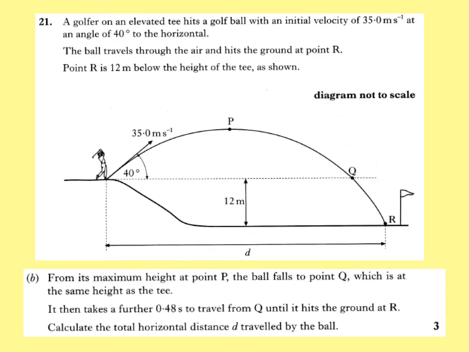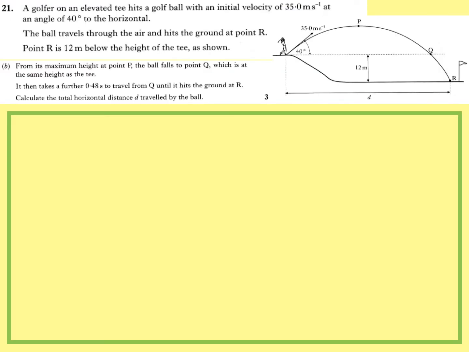Part B. From its maximum height at point P, the ball falls to point Q, which is at the same height as the tee. It then takes a further 0.48 seconds to travel from Q until it hits the ground at R. Calculate the total horizontal distance travelled by the ball. We know that the horizontal velocity of the ball is 26.8 meters per second. We worked this out in Part A.